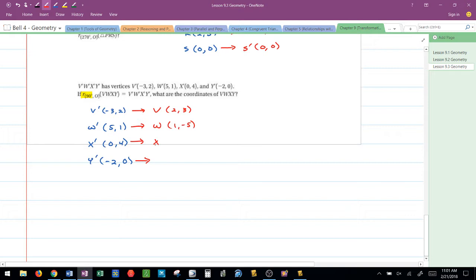X is on an axis. It's on 0, 4, up on the y-axis. It came from the x-axis and rotated counterclockwise to get there. So I know that X came from 4, 0. And Y is negative 2, 0. That's to the left on the x-axis. So it had to have come from the y-axis, and it would have been up above, so this is the point 0, 2.